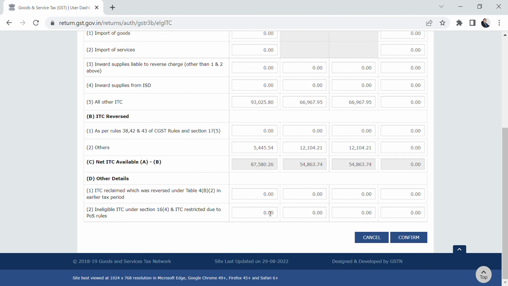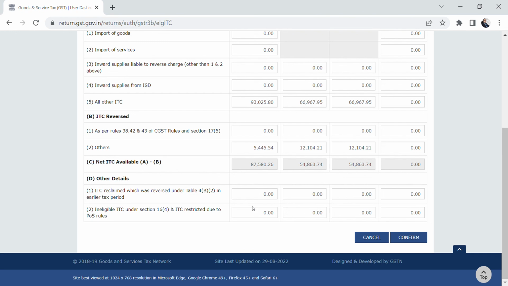Your books of accounts will tell you which ITC is ineligible on account of 16(4) and ITC restricted due to POS rules. There is conflict of POS. The main and the fascinating example of the same is the hotel. The hotel is charging CGST, but we are unable to take credit because of conflict in POS. So this was all about the table 4 recent changes made by the GSTN. Very, very important.